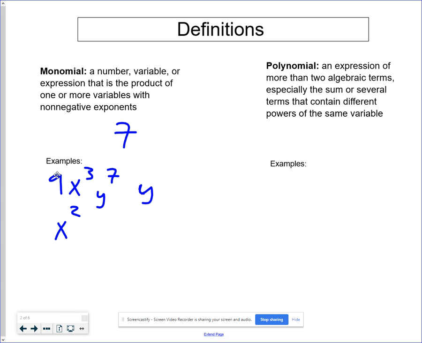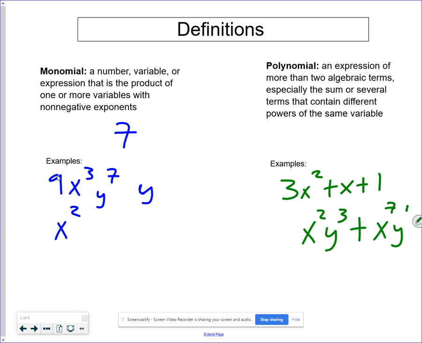However, a polynomial, on the other hand, is an expression of more than two algebraic terms, especially the sum of several terms that contain different powers of the same variable. This is where we take the sum of different monomials, like 3x squared plus x plus 1. We're summing up different algebraic terms. It's not just one term. Or it could be x squared y to the 3rd plus x to the 7th y to the 5th. It's the sum of those algebraic terms.